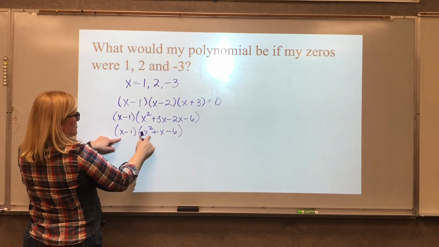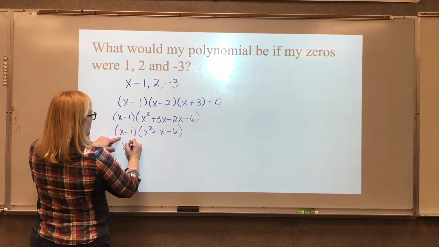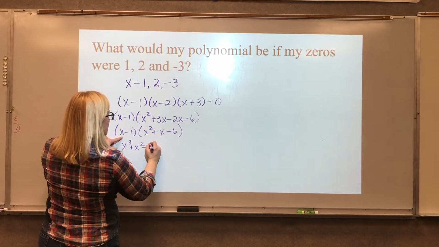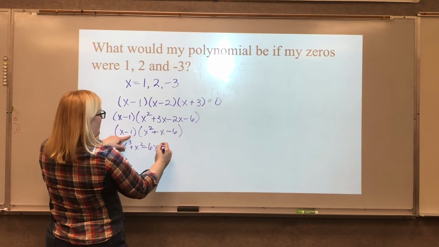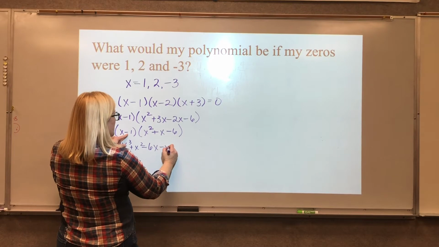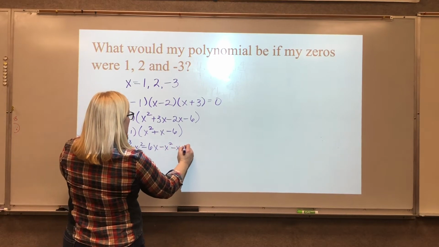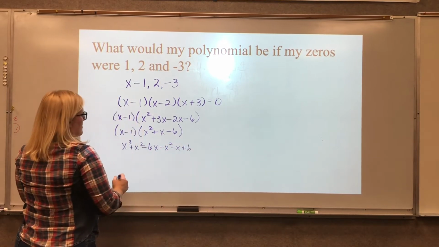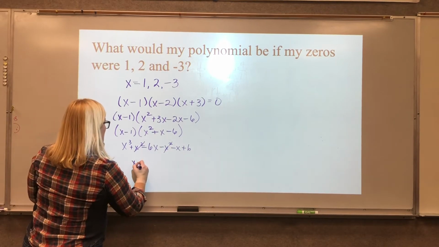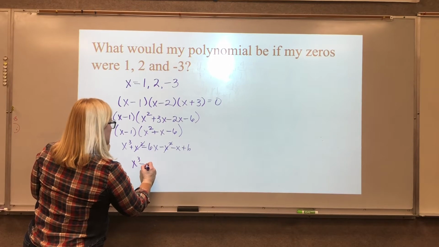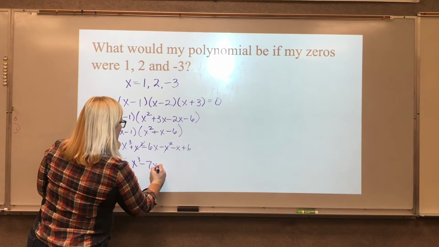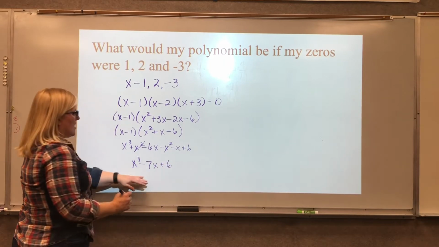And now I'm going to multiply these. So this is x cubed plus x squared. X times negative 6 is negative 6x. And now I go through with the negative 1. So negative x squared minus x plus 6. So my x squareds cancel out, and I have x cubed, minus 6x minus x is negative 7x, plus 6.